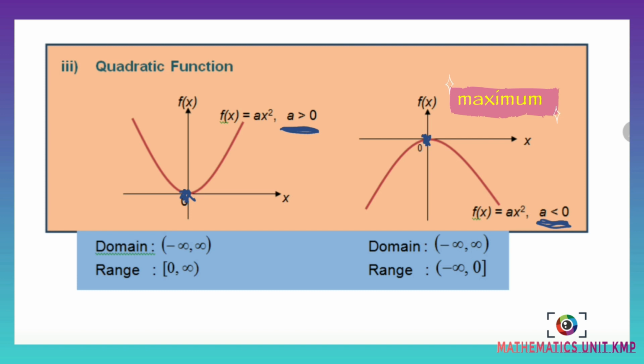Therefore, the domain of both functions is from negative infinity to infinity. The range of the first graph is from 0 to infinity, including 0. And the range of the second graph is from negative infinity to 0, including 0.